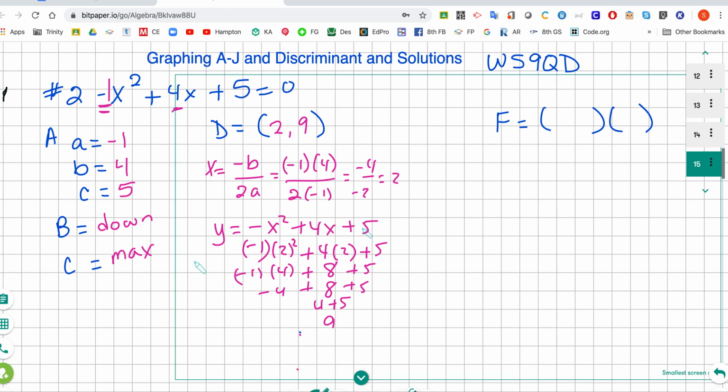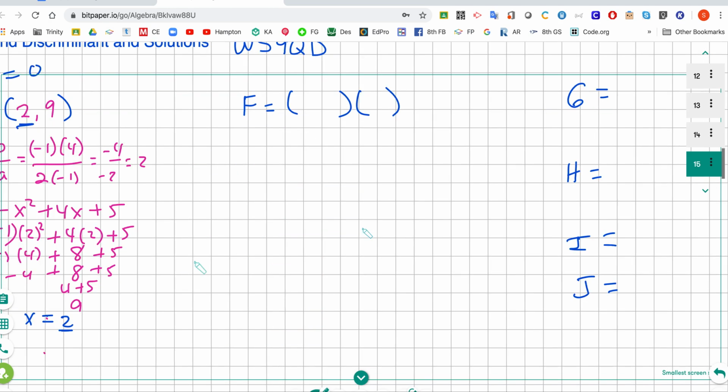Once we have our vertex, we also have our axis of symmetry. So our axis of symmetry is going to be x equals 2. This value will always be the same for our axis of symmetry. All right, so now we're going to come over here and we're going to find our x-intercepts. In order to find our x-intercepts, we're going to use our quadratic formula.